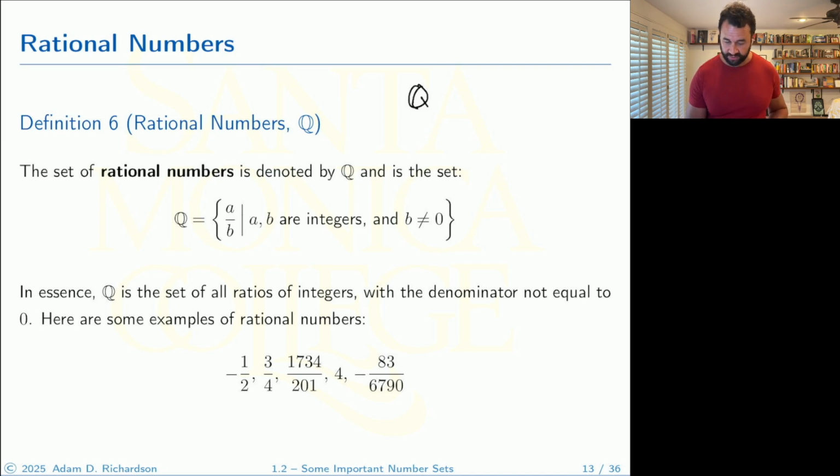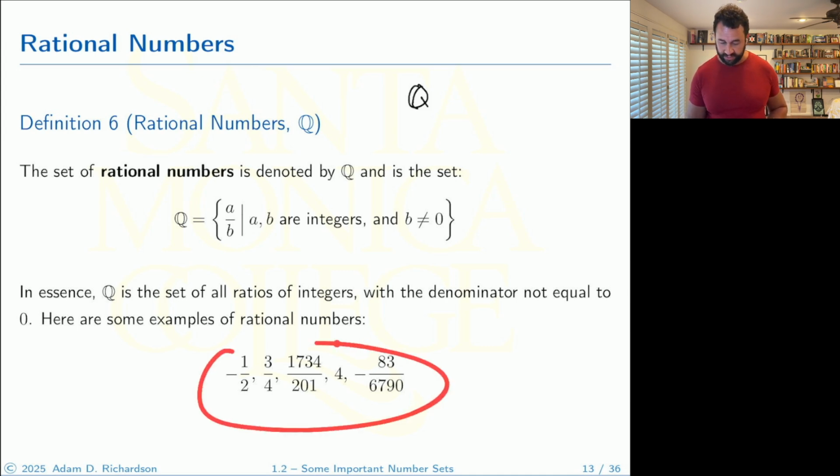And what is the set of rational numbers? It's every number that can be represented in the form a over b, where a and b are integers and b is not zero, not dividing by zero here. One thing I want to point out is that a and b do have to be integers. They can't be irrational numbers, like pi or square root of 2. A and b need to be integers. So in essence, Q is just the set of all ratios of integers where the denominator is not zero.